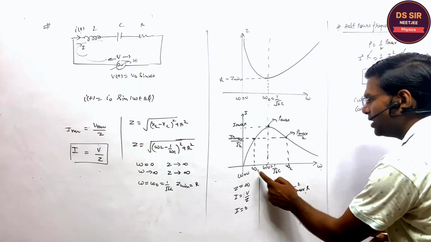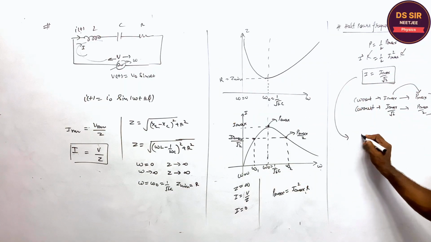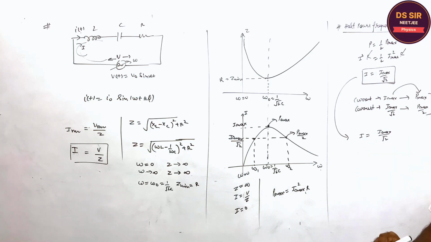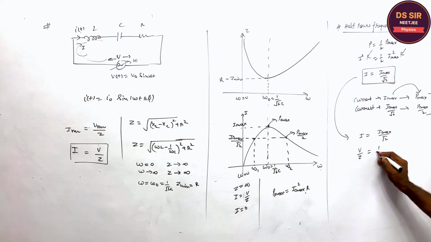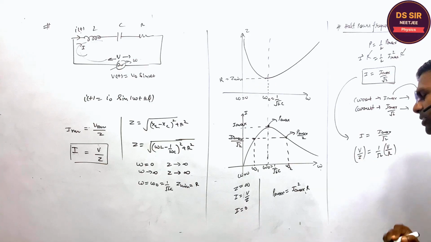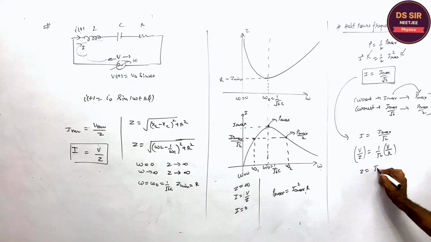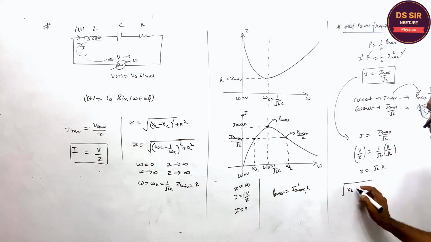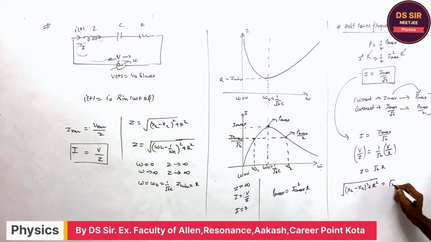So how do we find these two half power frequencies? From this, I is equal to I max by root 2. Is it clear or not? What is the current? Current is V upon Z. And what is the maximum current? V upon R. You understand this or not? Right. So V will cancel out, Z is equal to root 2 R. And Z is equal to what? Root of XL minus XC whole square plus R square is equal to root 2 into R.